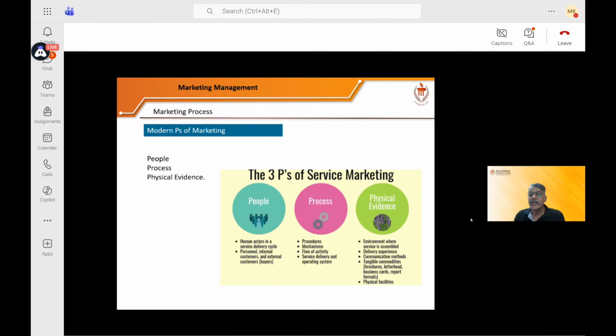Sir, physical evidence, visual identities, or touchable things. Physical evidence applies for both services as well as intangible and tangible products.